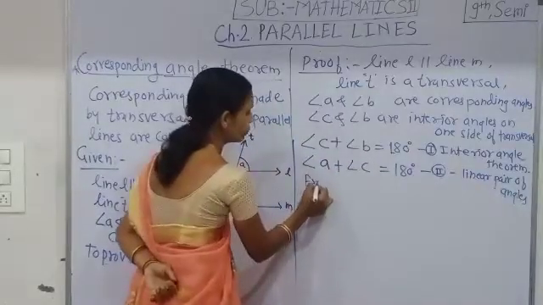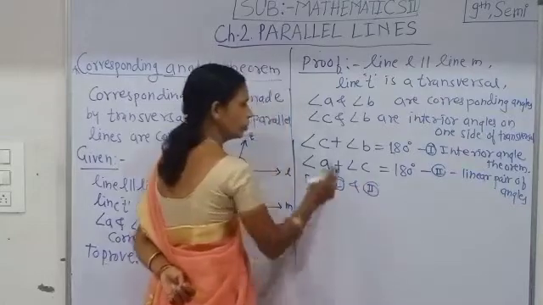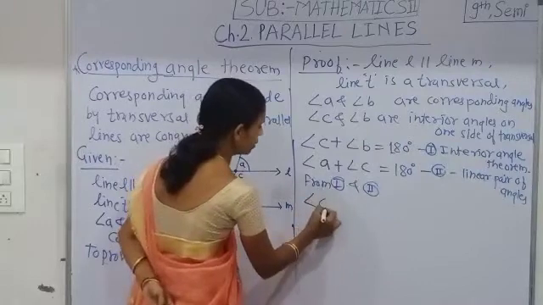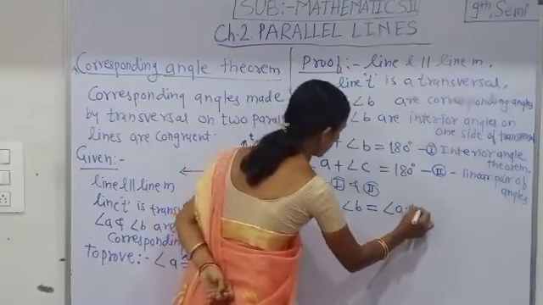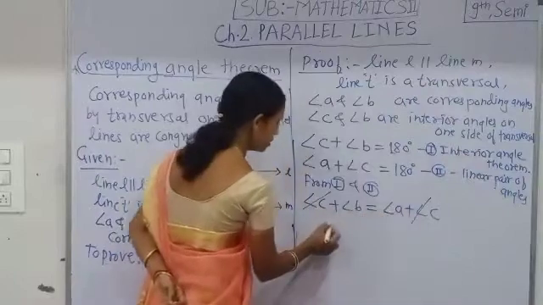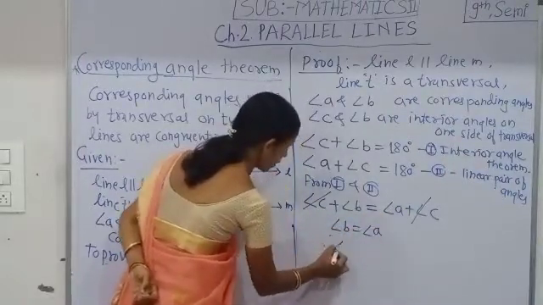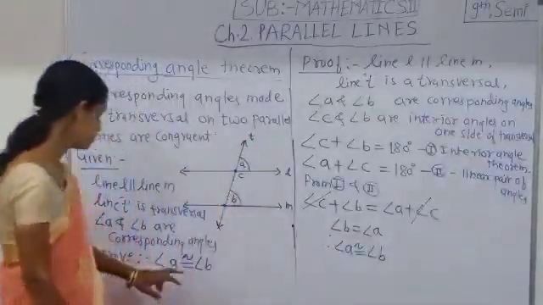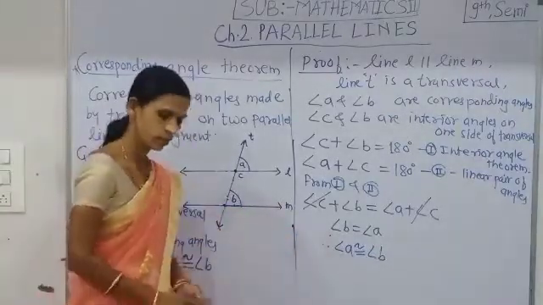Then from equation 1 and 2, see here the right hand sides are the same. Therefore we write angle C plus angle B is equal to angle A plus angle C. Then angle C gets cancelled. Therefore angle B is equal to angle A. That means angle A is congruent to angle B. That is the property of corresponding angles proved here.